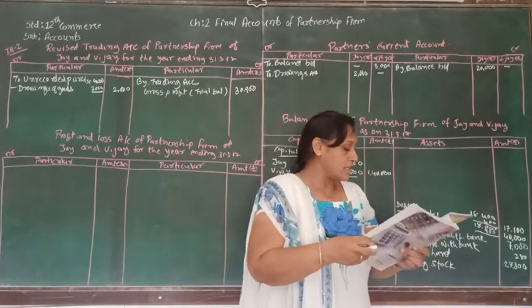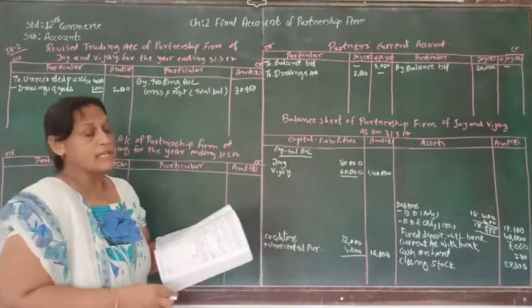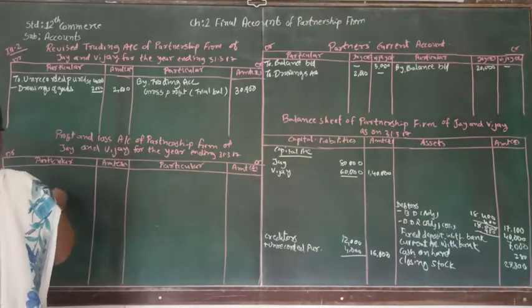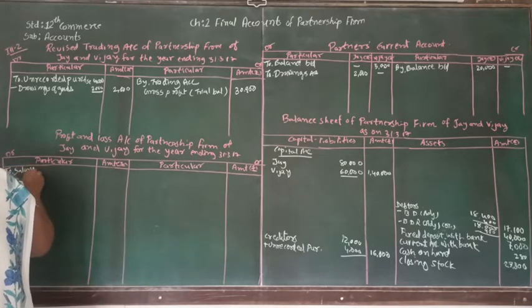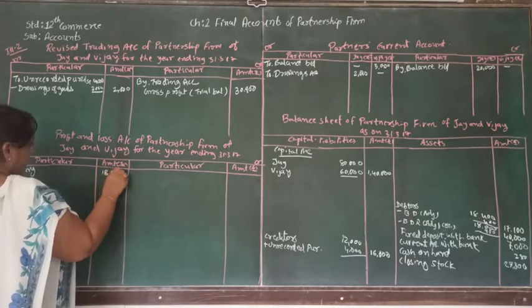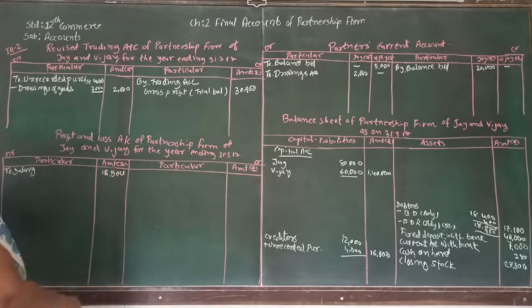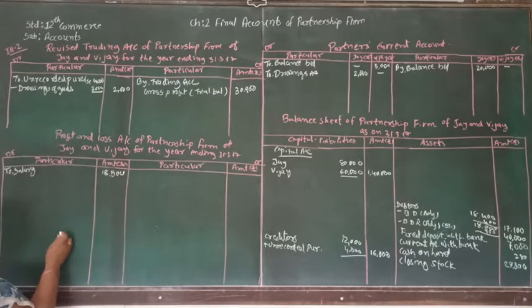After debtors, the other account is the salary account. The salary account is supposed to be debited to the profit and loss account. Here, salary is 18,500. Here debtors, the other effect of bad debt reserve we are going to give to the profit and loss account.